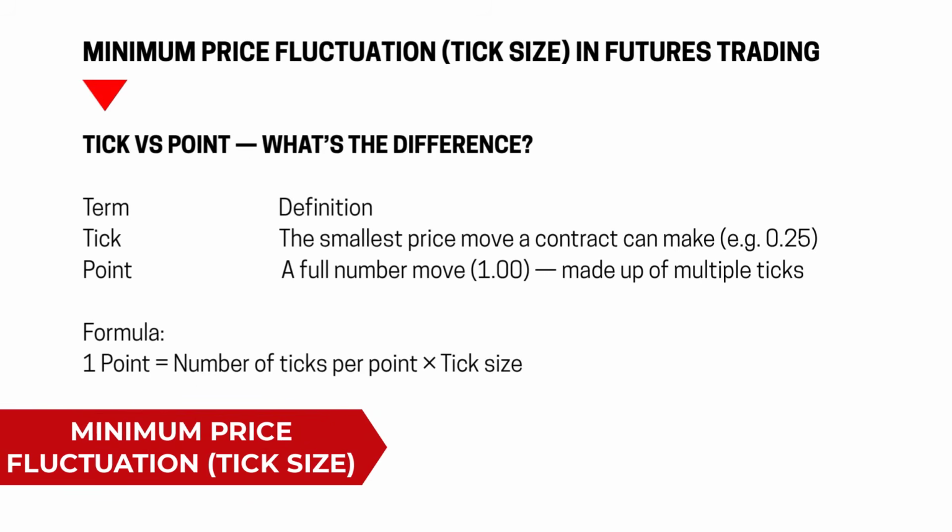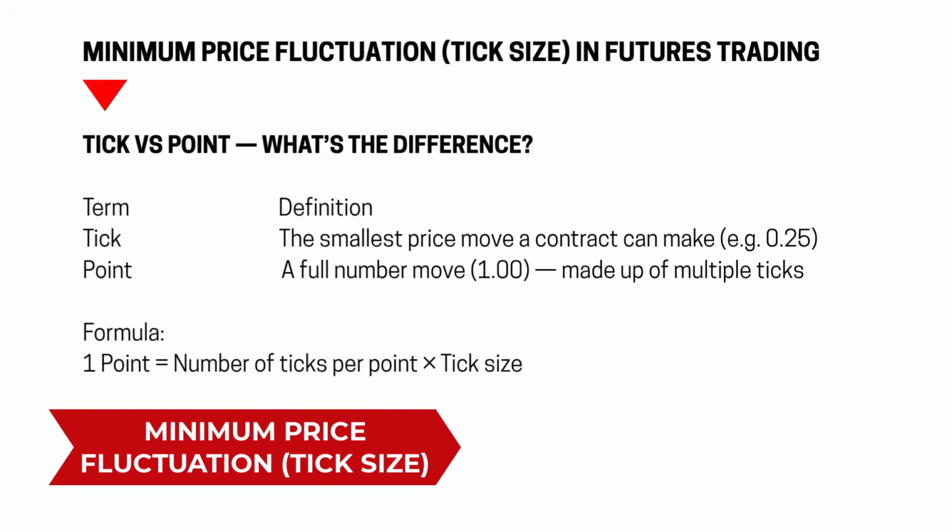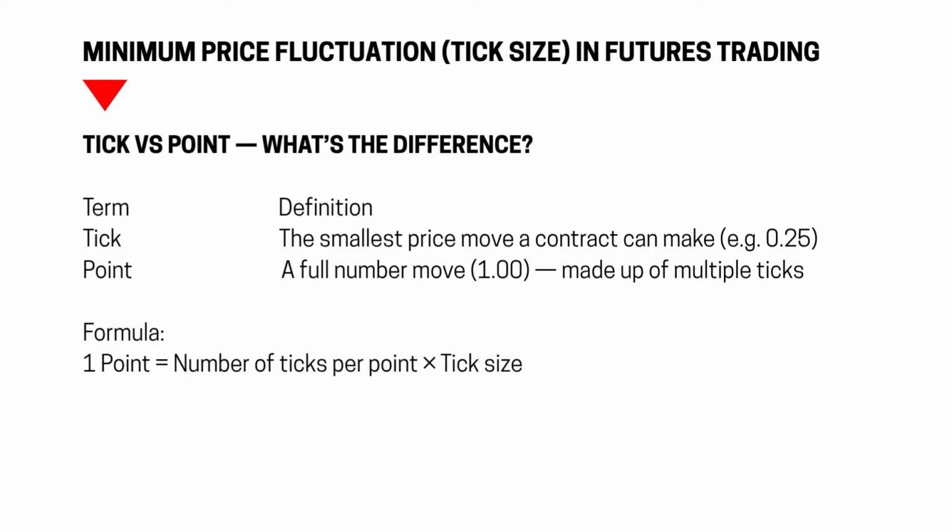So this is where it might get confusing. You might have heard the term tick, and you might have heard the term point. Are you getting the two muddled up? Well, there is a difference. The tick is the smallest price move a contract can make, for example 0.25, but the point is the full number move, i.e. 1 point made up of multiple ticks. So the formula there: 1 point equals number of ticks per point times tick size.